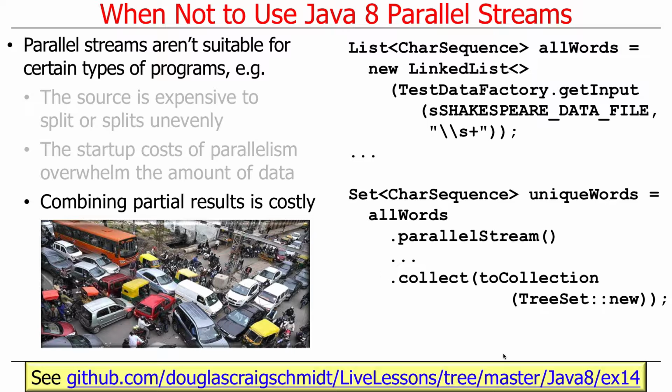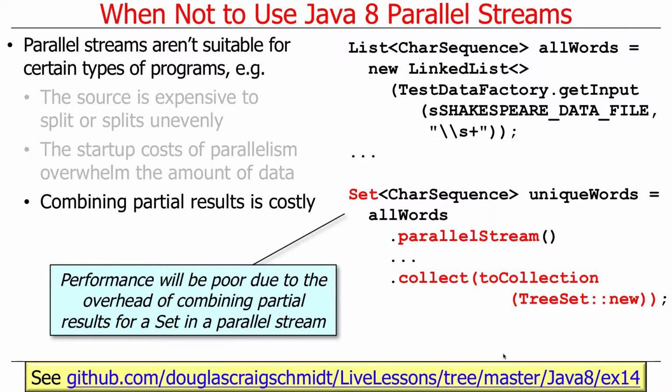So combining partial results is costly. So let's take a look at an example. You can see the example here. So certain things combine very nicely, right? So if you were going to take strings and concatenate them together, that can be done very efficiently. If you're going to take partial results that are sets, combining two sets together into a bigger merged set is actually fairly expensive.